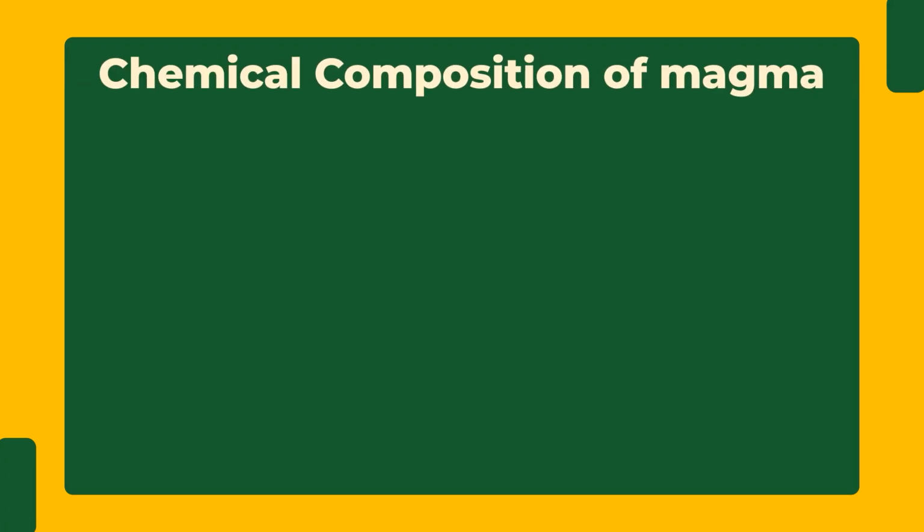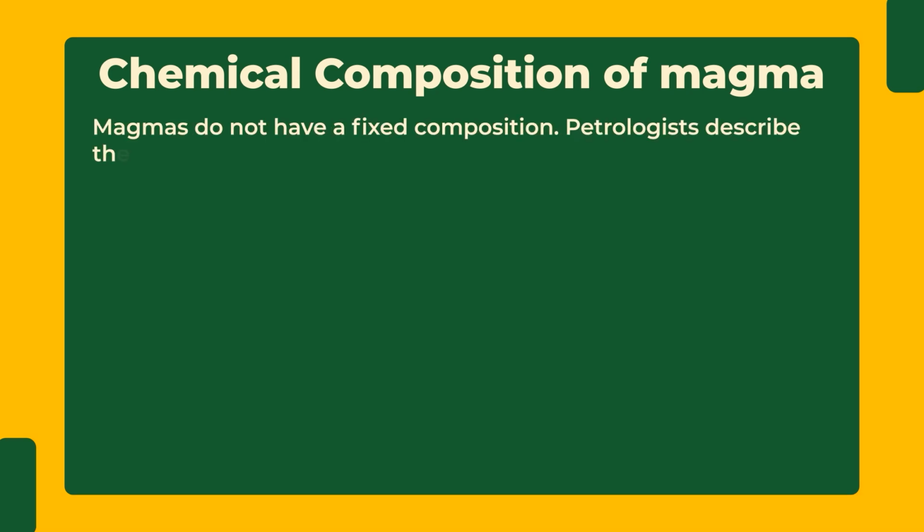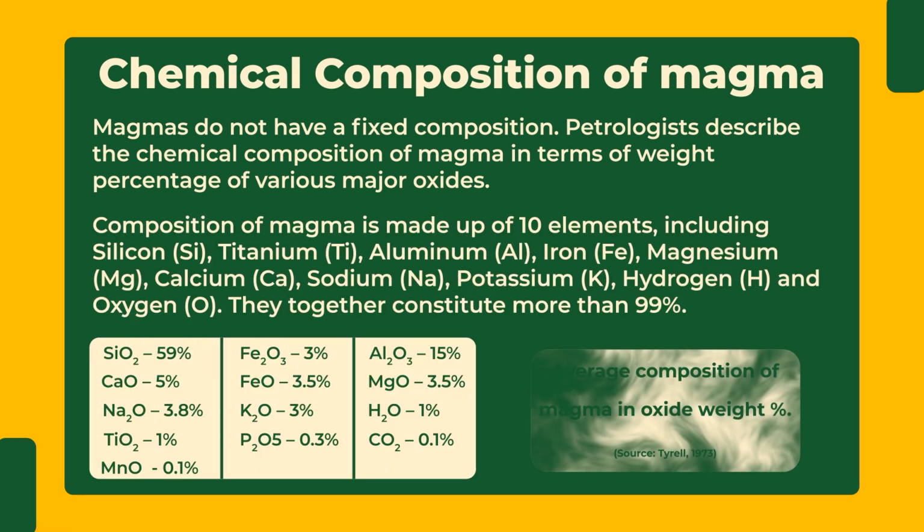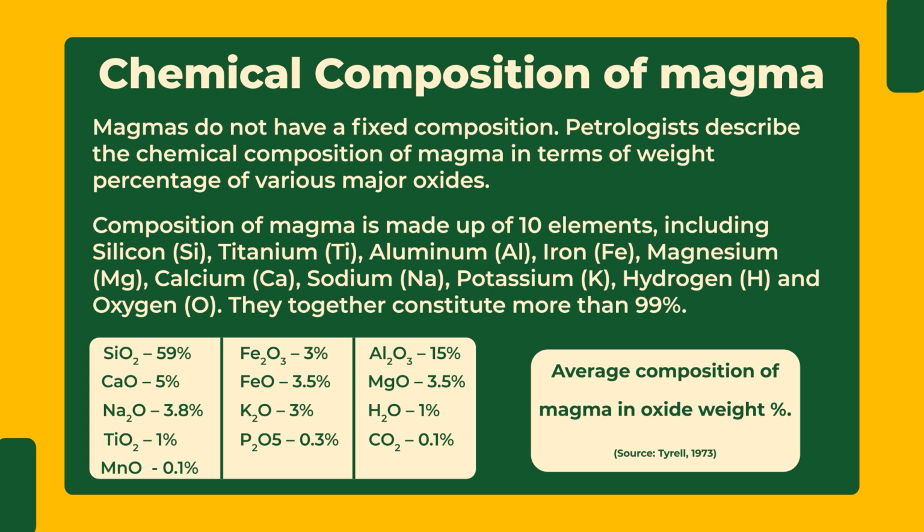Let us talk about the chemical composition of magma. The magma does not have any fixed chemical composition. Petrologists have described the chemical composition of magma in terms of weight percentage of various major oxides. Now you can see on your screens there is a table. Basically, the magma is made of 10 elements that include silica, titanium, aluminum, iron, magnesium, calcium, sodium, potassium, hydrogen, oxygen. These together constitute more than 99%.